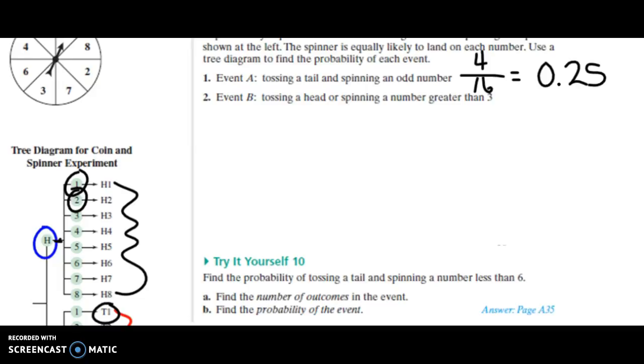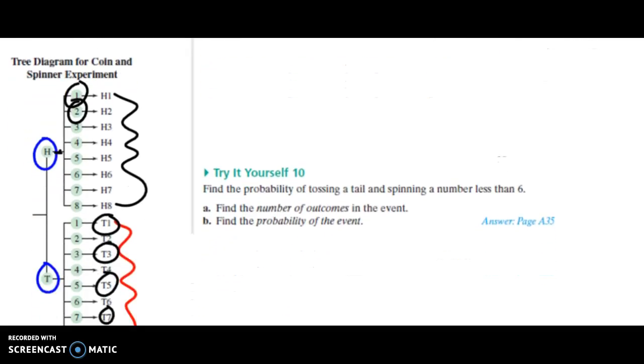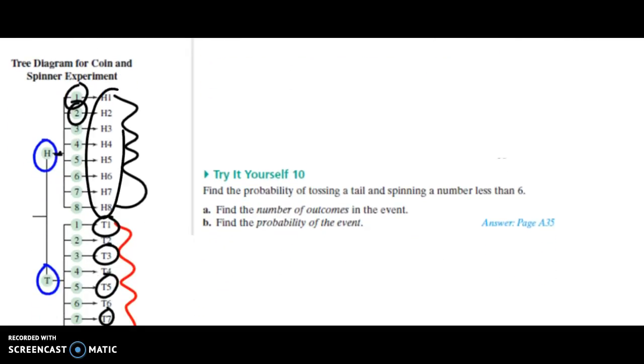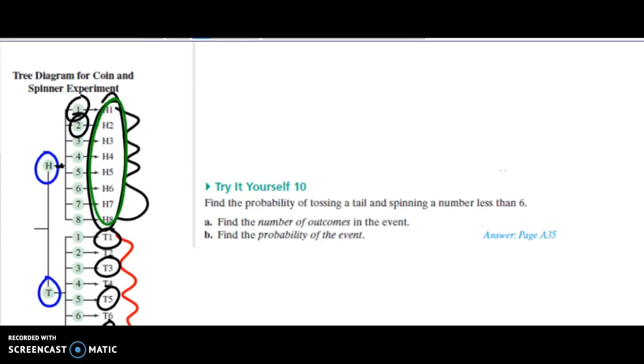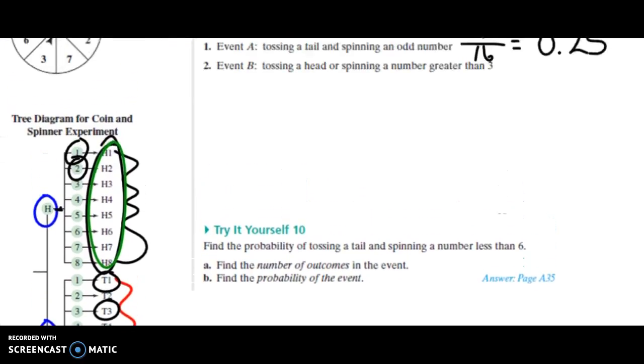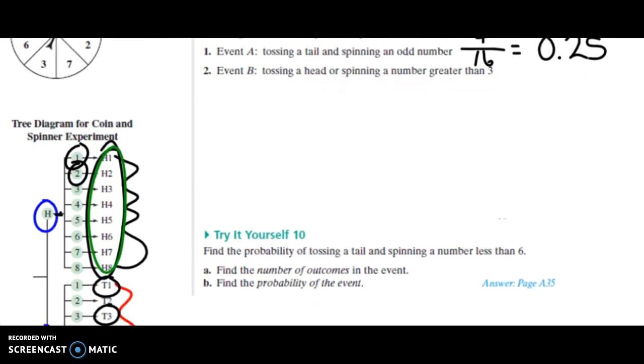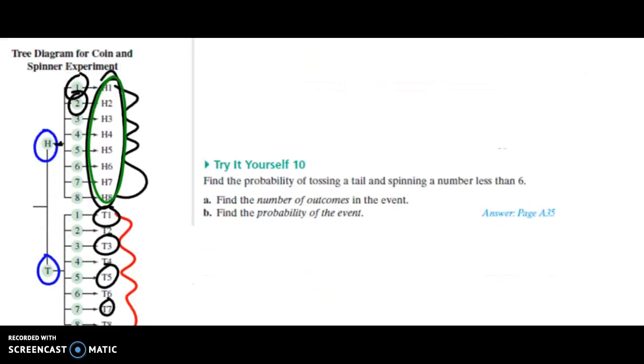Next, event B, tossing a heads or spinning a number greater than 3. So if I'm tossing a heads, that means I have all 8 of these as options, because those all have heads in them. And then it says, or spinning a number greater than 3. Well, 4, 5, 6, 7, 8 are already taken with the heads, so we have to take 4, 5, 6, 7, 8 with the tails as well.